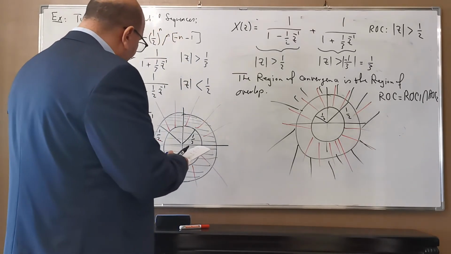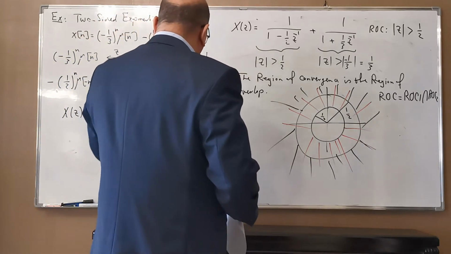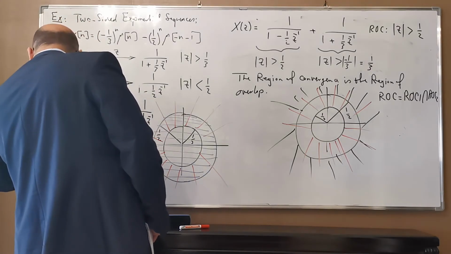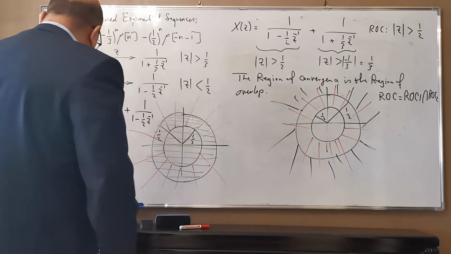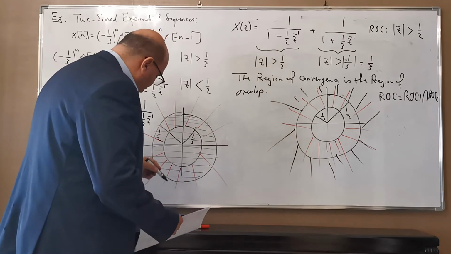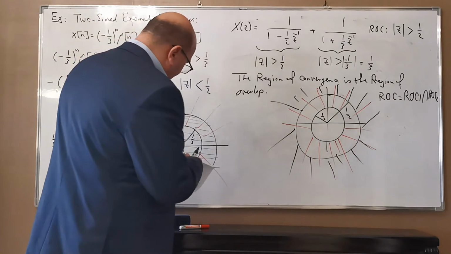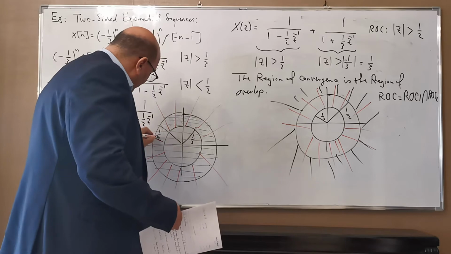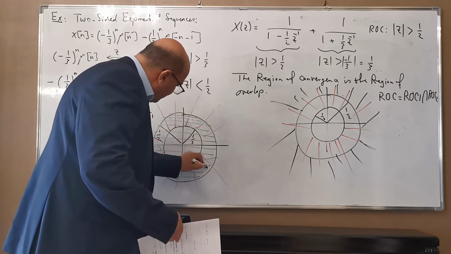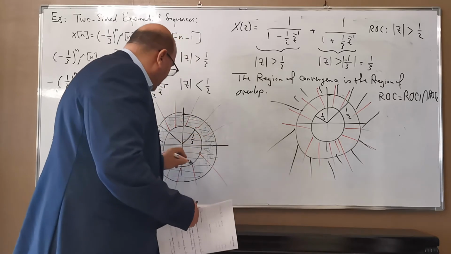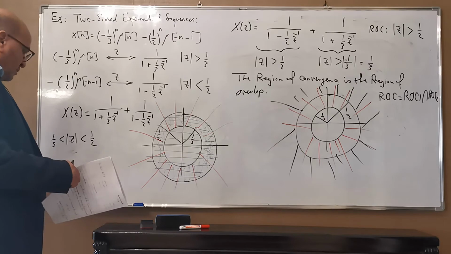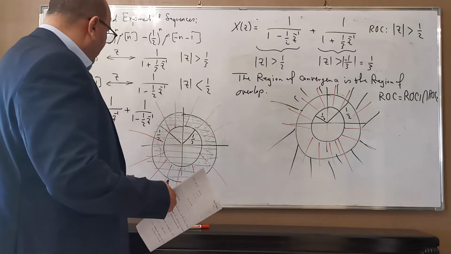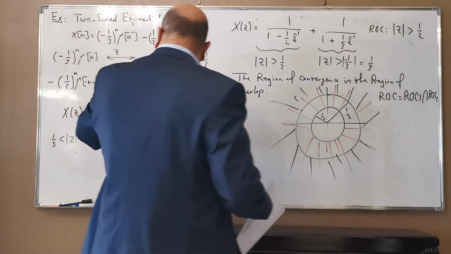You can see that the overlap is true for the magnitude of Z greater than 1/3 and less than 1/2. So this is our region. Our region of convergence is where the two colors overlap. This is our region of convergence, the ring that is made between the two circles of radius 1/3 and 1/2. So this is our ROC for this sequence.